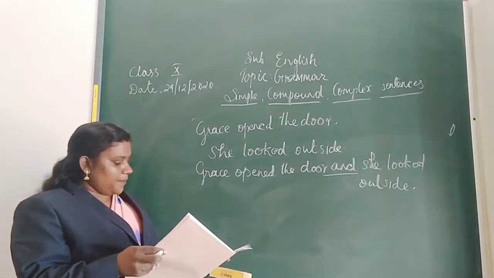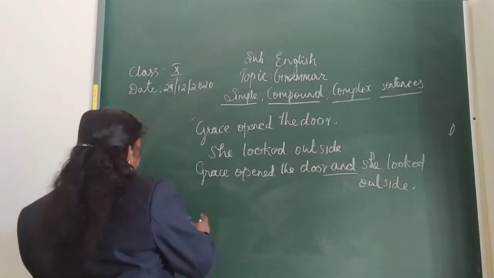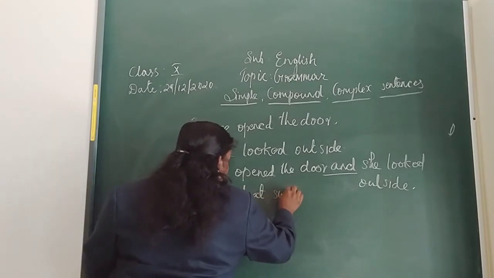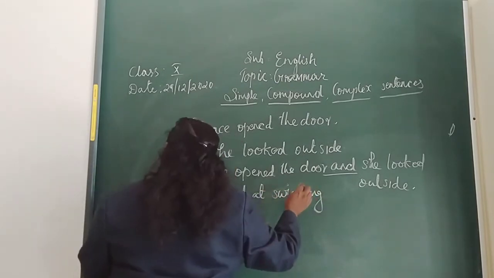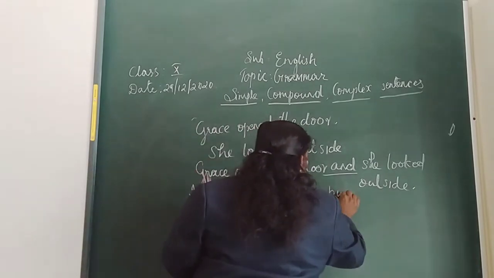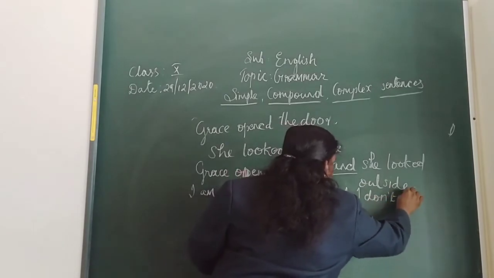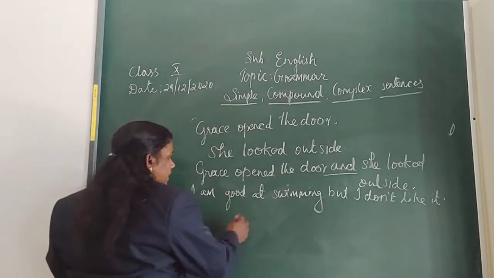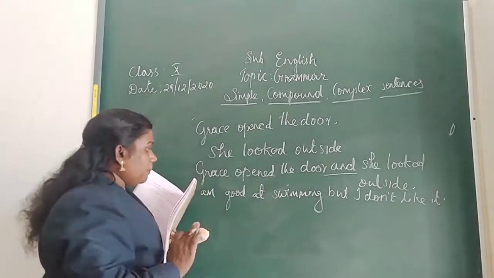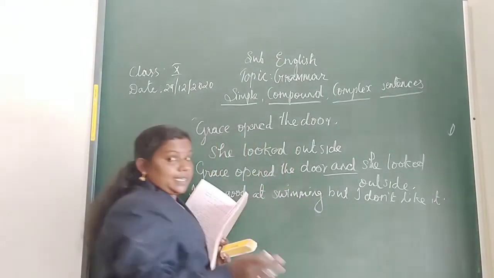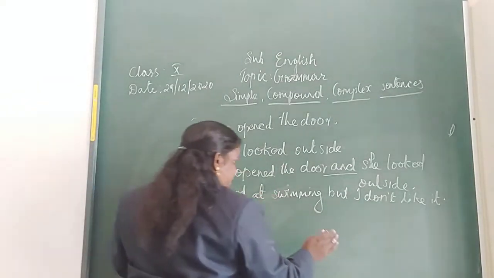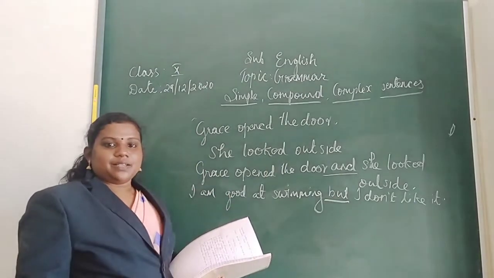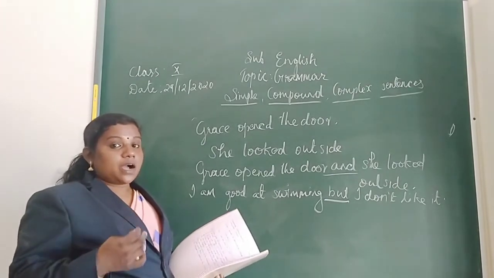Okay. One more example. I'll write here. I am good at swimming, but I don't like it. Okay. So here you see, I am good at swimming. One sentence, one clause. Complete meaning we are getting. I don't like it. Complete meaning we are getting. Those ideas are connected by the coordinating conjunction but. So this type of sentence is known as a compound sentence.